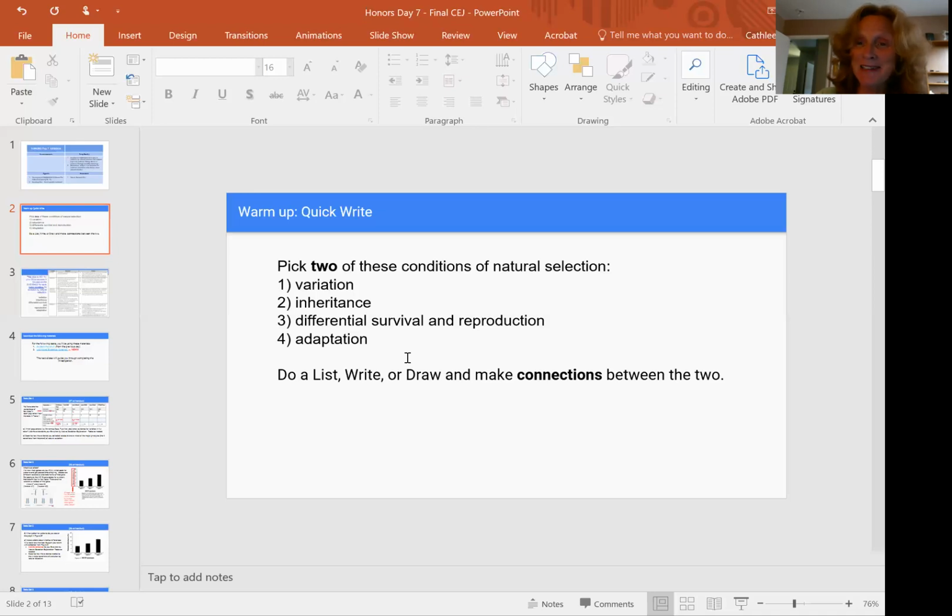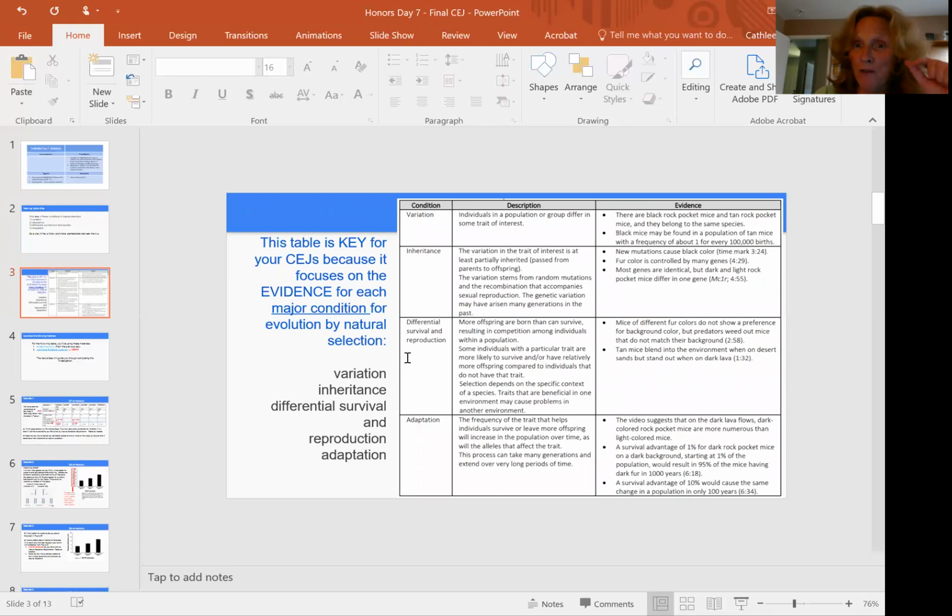Okay, so hopefully you're back now, and you've done that and gone through it. Let's take a look at what that previous table had to do. This is a very small version, so hopefully you have a bigger version, but you can see the conditions that we're talking about. Now, this is a table that's key for your CEJs because it focuses in on the evidence for each major condition for evolution by natural selection.